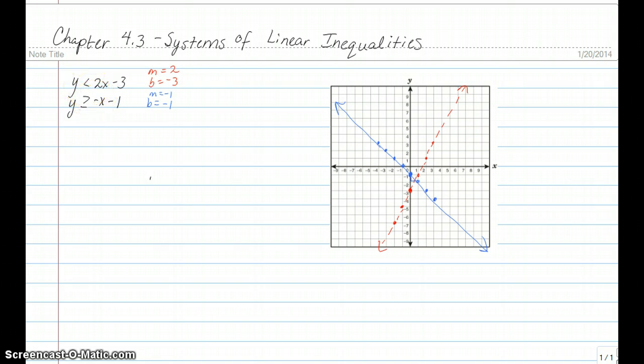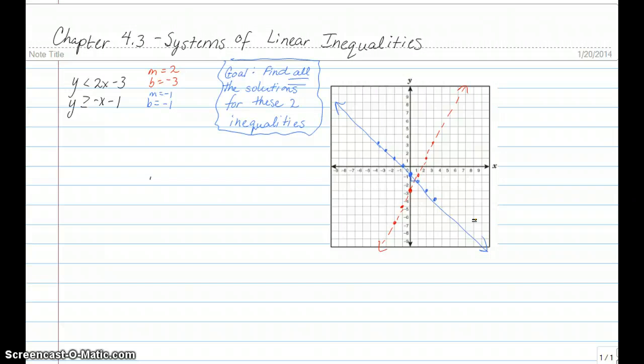Go ahead and write this down. Your goal is to find all the solutions for these two inequalities. And as you know from the earlier lesson on inequalities, inequalities don't just have a single solution or solutions that are just on the line. They're going to be a lot of ordered pairs.